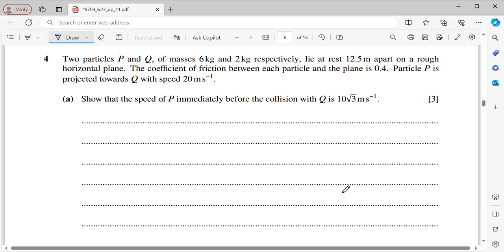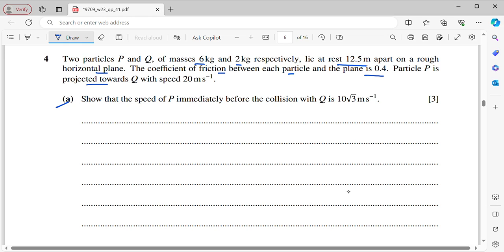Okay, now question number 4. Two particles P and Q of masses 6 kilograms and 2 kilograms respectively lie at rest 12.5 meters apart on a rough horizontal plane. The coefficient of friction between each particle and the plane is 0.4. Particle P is projected towards Q with speed 20 meters per second. Now part A: show that the speed of P immediately before the collision with Q is 10 square root 3 meters per second.